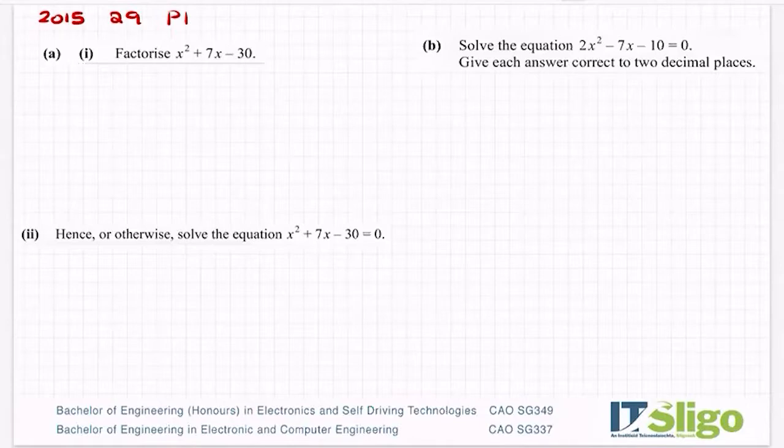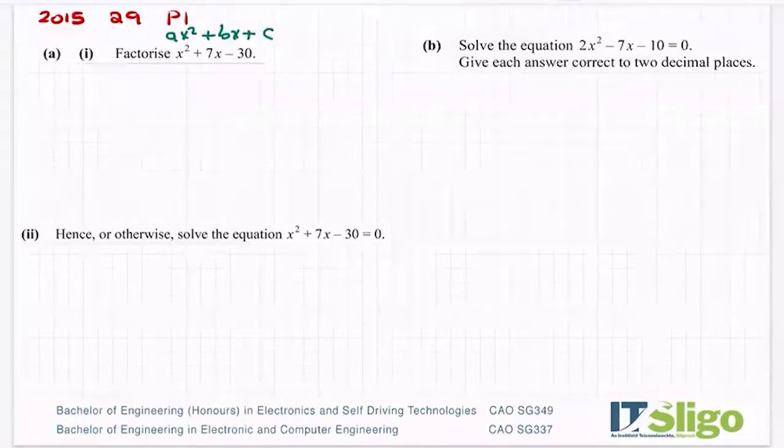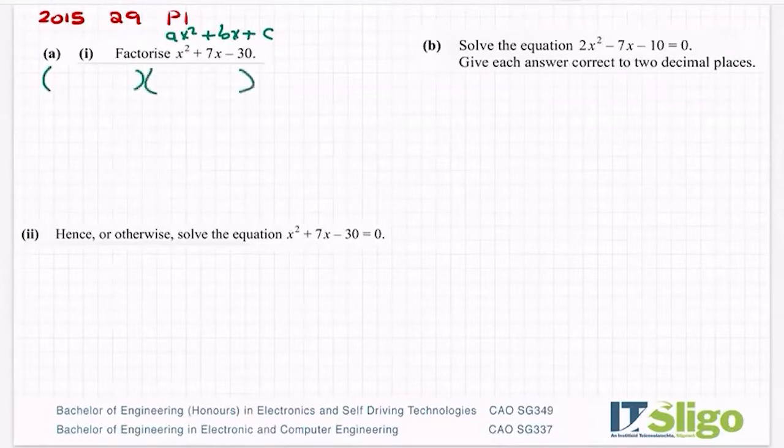Well, I know it because it's in the form ax squared plus bx plus c, okay? And that's what a quadratic always looks like, okay? So how do I factorize it? Well, eventually you will get to bracket, bracket. That's where we're going with the quadratic, and when you factorize it, that's what it looks like, okay? But we're not there yet, okay?